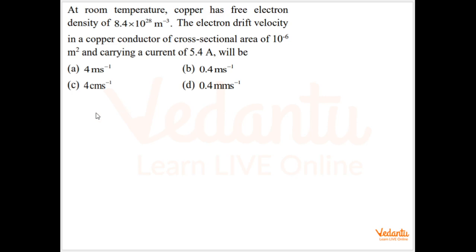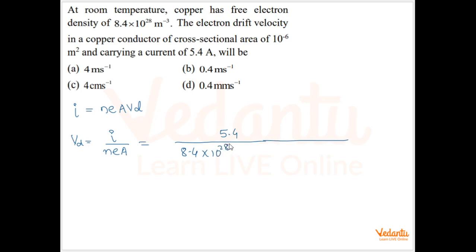So my dear bachcha log, once again we will use the formula I is equal to NEA VD, which gives me drift velocity Vd is equal to I by NEA. Substituting the values beta, we will have 5.4 in the numerator. The number of free electrons per unit volume is 8.4 into 10 raised to the power 28. The charge of an electron is 1.6 into 10 power minus 19, and area of cross section is just 10 power minus 6. Now beta, this will just become, if you see, 84 is divisible by 21.